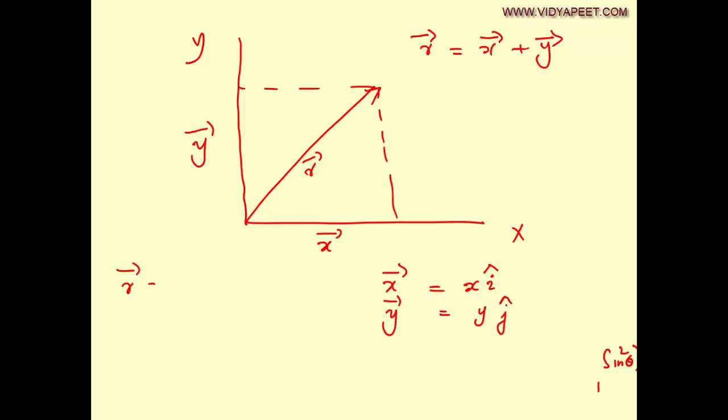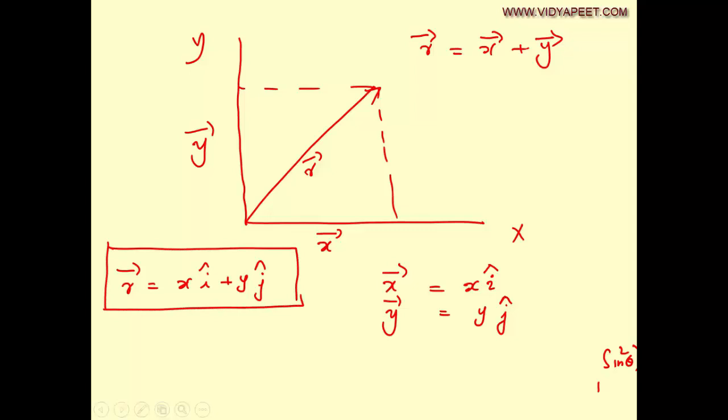Now I can write vector r equal to xi plus yj. This is the most convenient notation for vectors. A two-dimensional vector, I can write it in the form xi plus yj, where x is its projection along the x-axis and y is its projection along the y-axis. So if you have a vector r and its projection is x and y, then I can write vector r equal to xi plus yj.